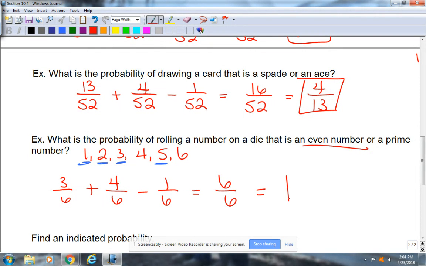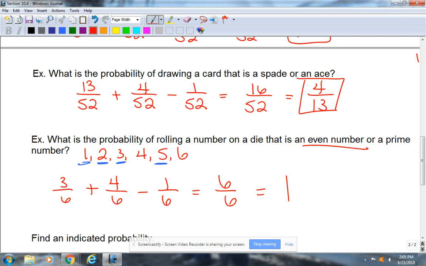1. What does that mean to have a probability of 1? 100%. That means it's going to happen, right? No matter what I roll, it's going to be either an even number or it's going to be a prime number. Let's try it out.